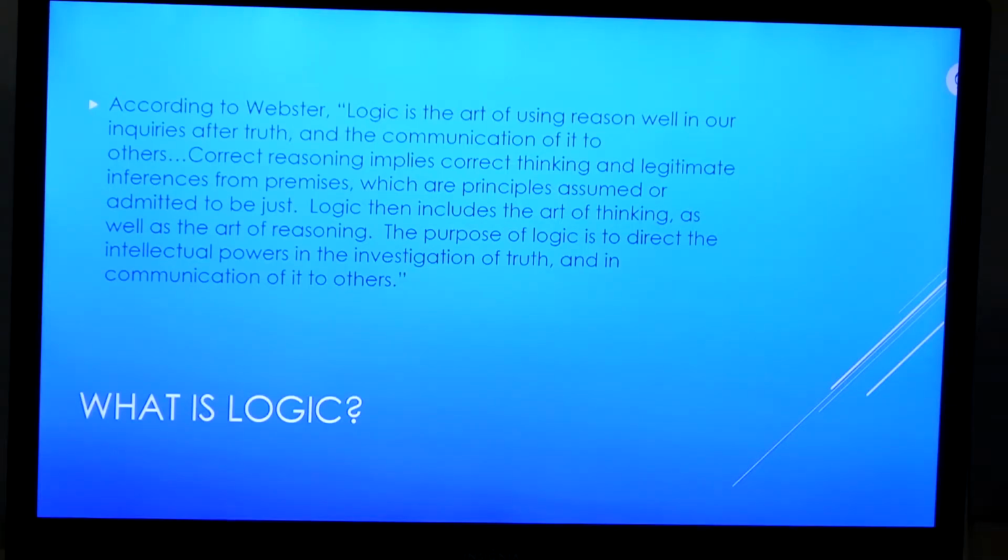Where was I? Oh, logic. So logic is this. It's looking at information and putting it together to determine the truth, right? To pull it together and determine the truth.